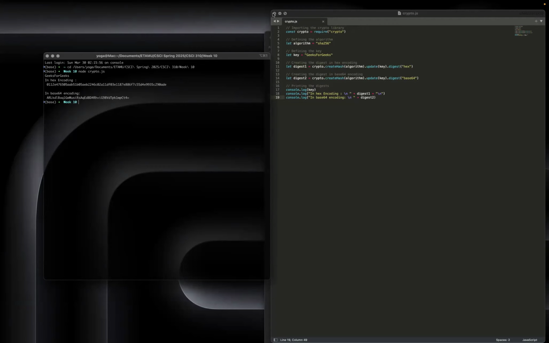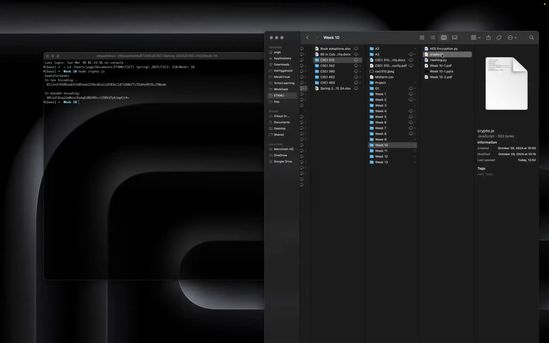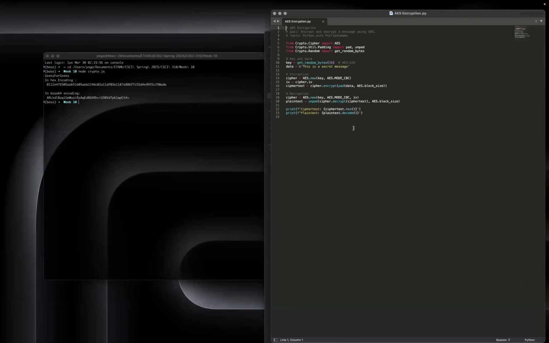I also give you another Python script, an AES encryption. It's pretty similar. We also import it, so the structure is all the same. Then we get some random bytes for the key, 16 of them, and then we have the data, which is a message. You see we are using the encryption.